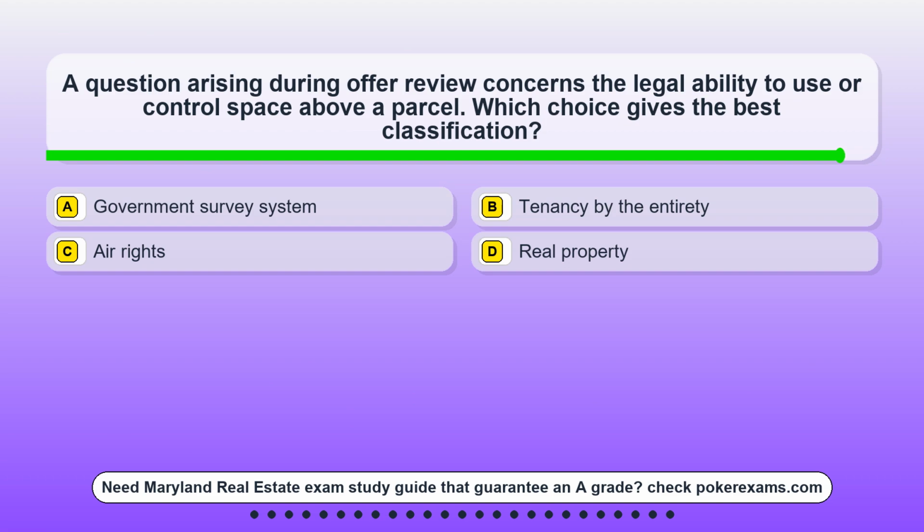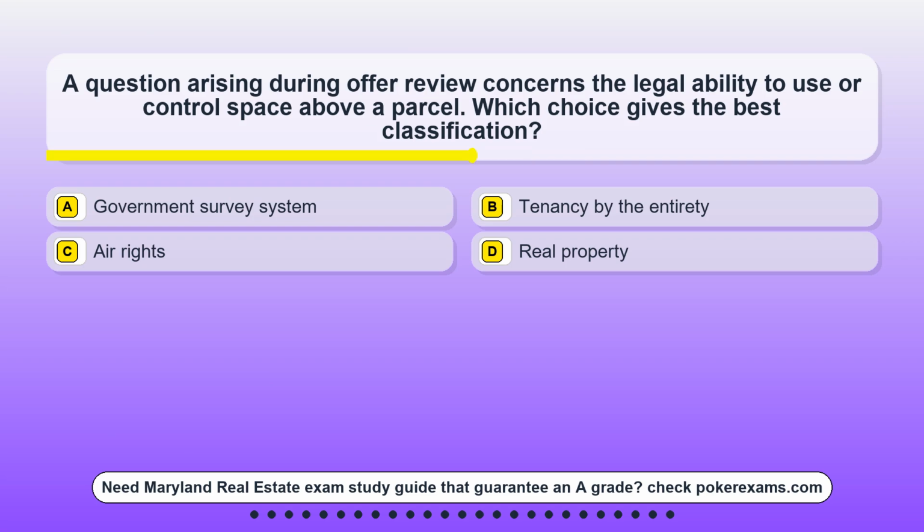Question 5. A question arising during offer review concerns the legal ability to use or control space above a parcel. Which choice gives the best classification? Option A, government survey system. Option B, tenancy by the entirety. Option C, air rights. Option D, real property.